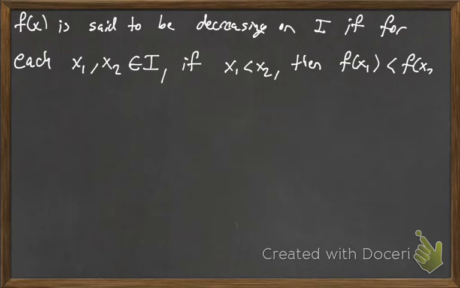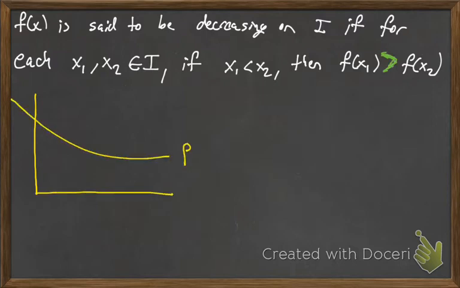It's going to be very, very similar. So f of x is said to be decreasing on I, so that's an interval, if for each x1 and x2 in the interval I, if x1 is less than x2, then f of x1 is going to be greater than f of x2. Okay, so I had that backwards. All right, so there is our inequality.